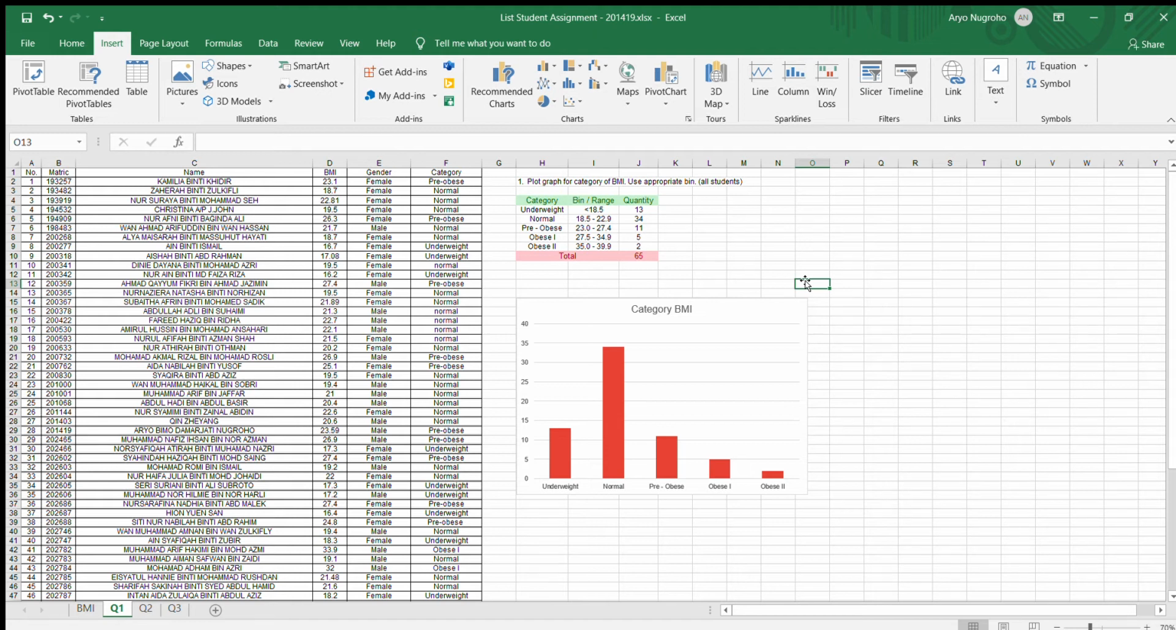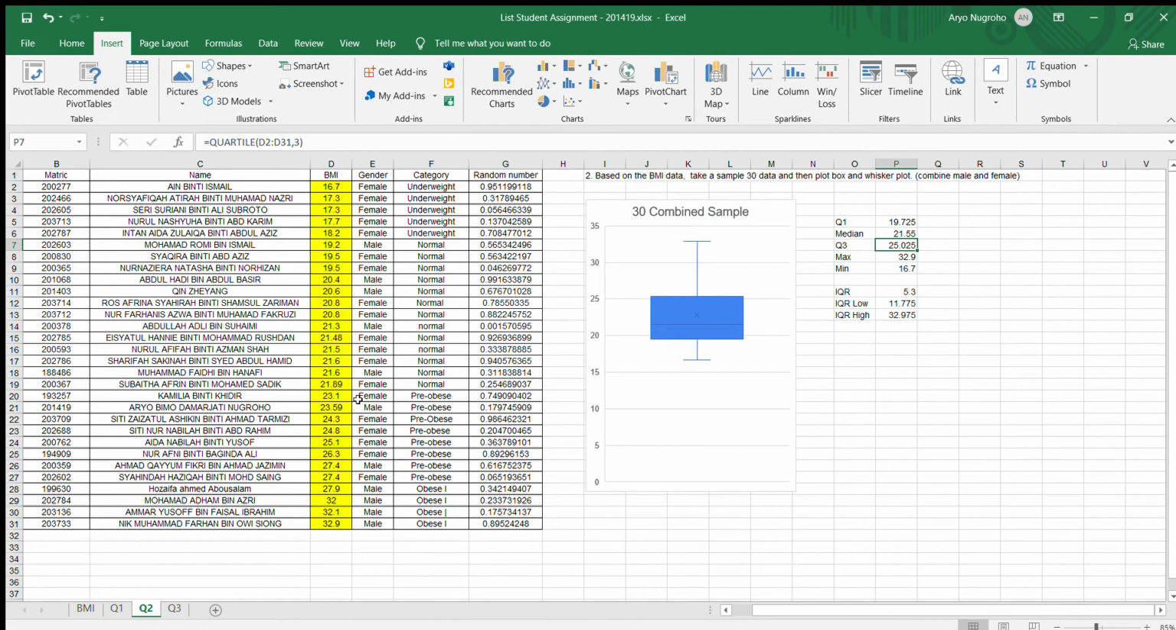When we want to plot this type of data, we want to have everything listed based on the range or the category, so we have done this here. Therefore, we can just pick all this data and insert it to plot the bar graph. In this graph, we can see that each bar represents its category as shown below. Underweight consists of 13, normal consists of 34, pre-obese consists of 11, obese 1 is 5, and finally obese 2 is 2. So it's easy to understand based on the bar graph.